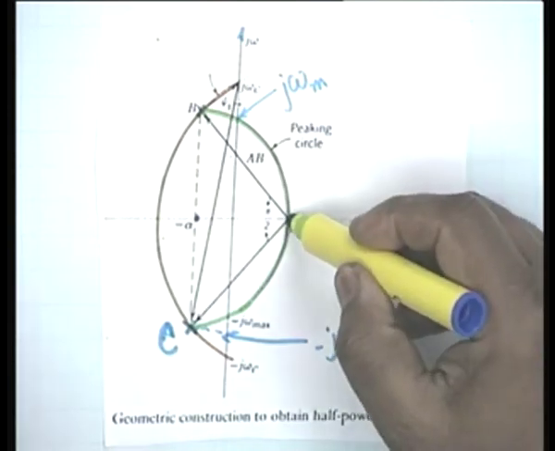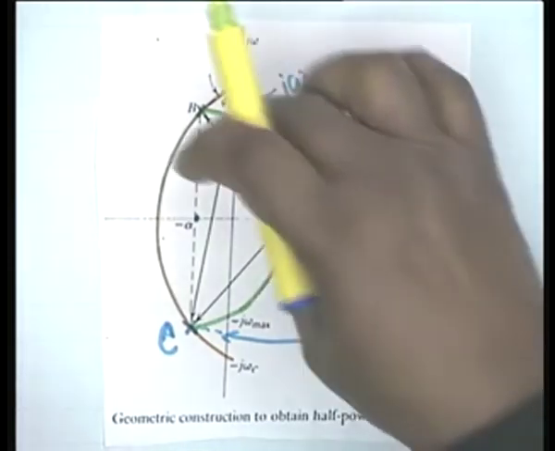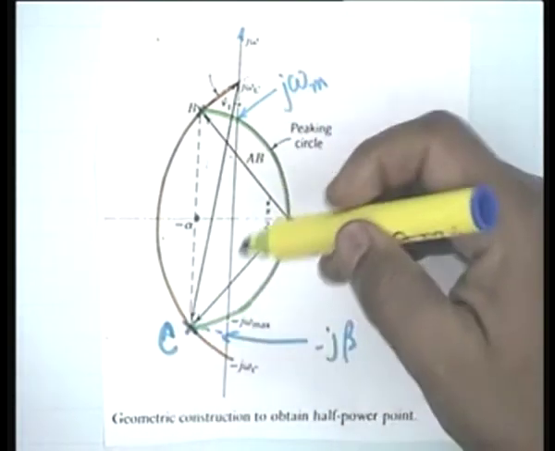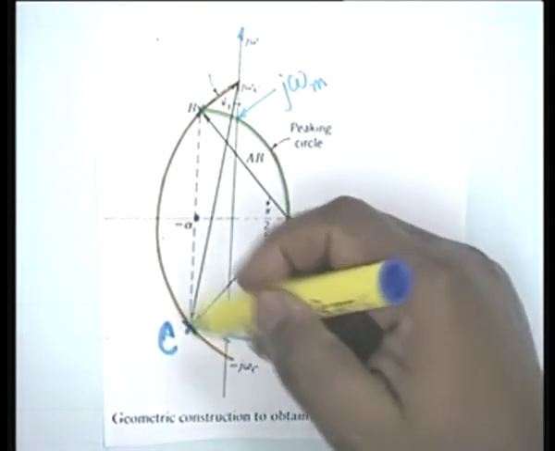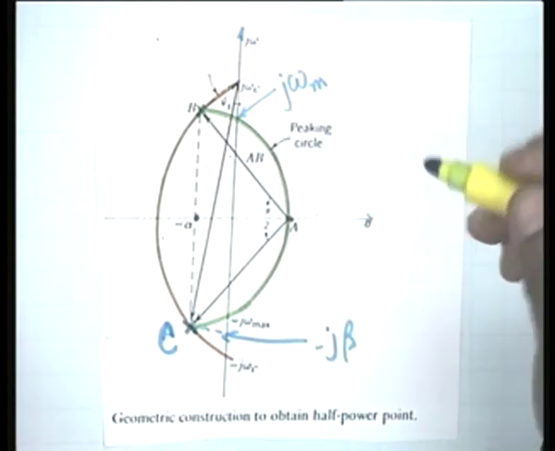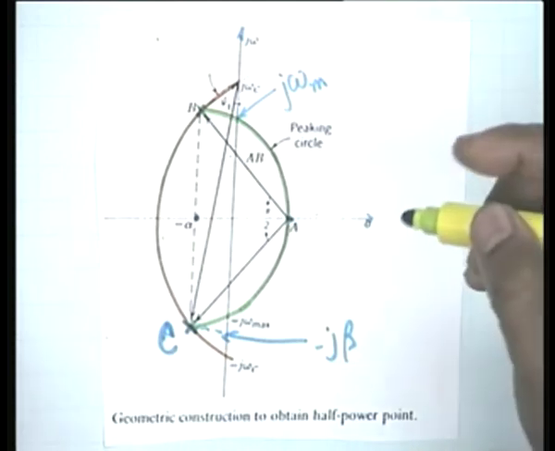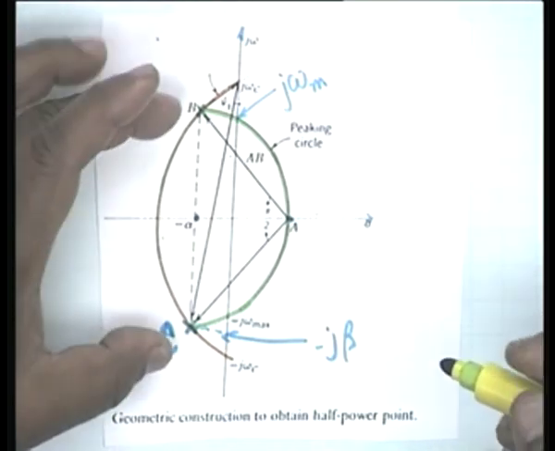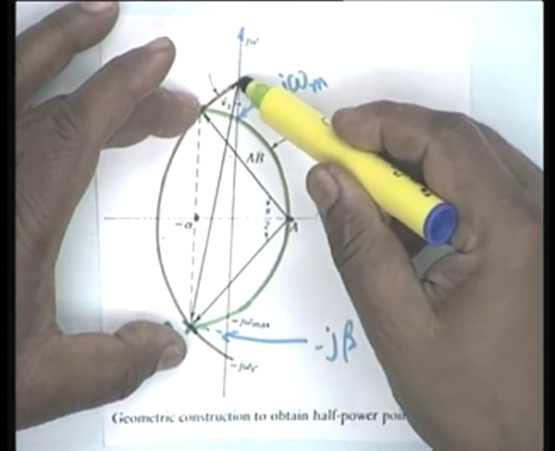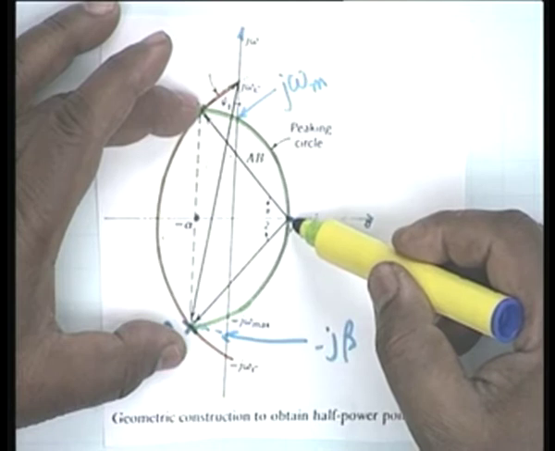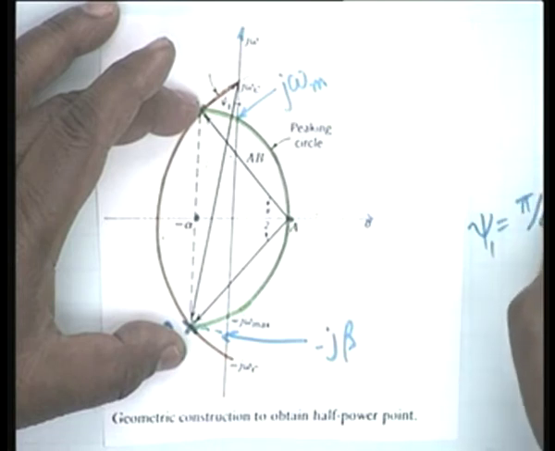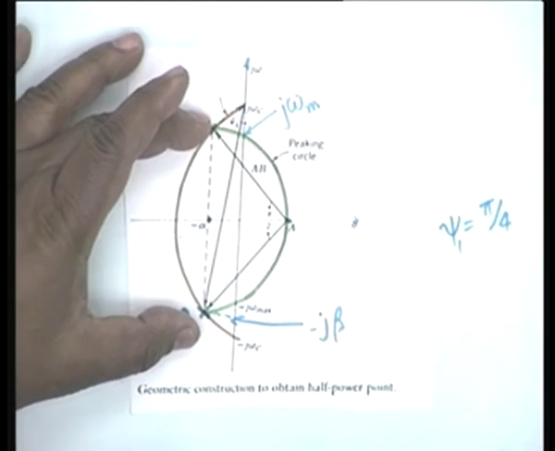What we do now is to take A as the center and AB as the radius, AB or AC, which is the same, the distance will be the same, and draw this orange circle. Let the orange circle intersect the j omega axis at j omega c. As you can see from the subscript, this is the half power point. The reason is that this chord BC subtends an angle psi 1 on the circumference and an angle pi by 2 at the center, and therefore psi 1 must be equal to pi by 4. Is this clear? A very elegant construction.